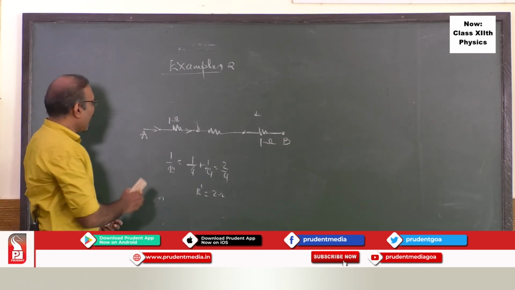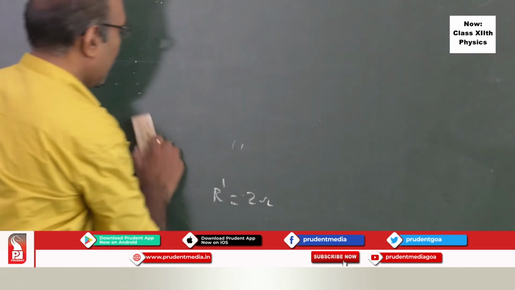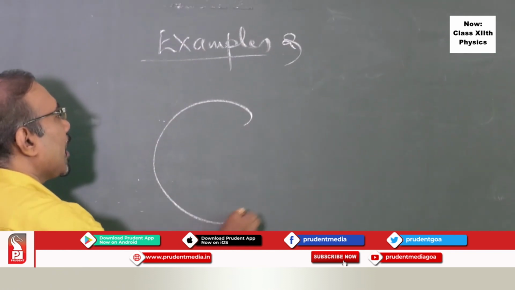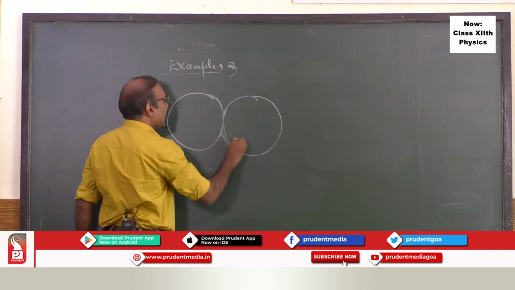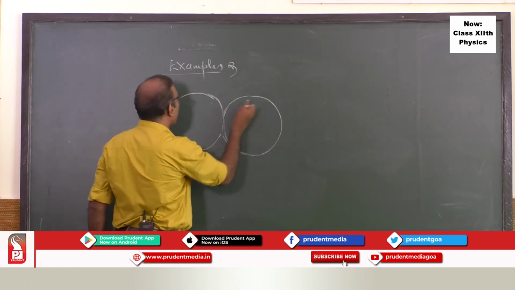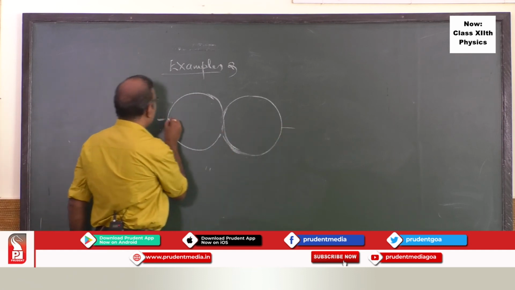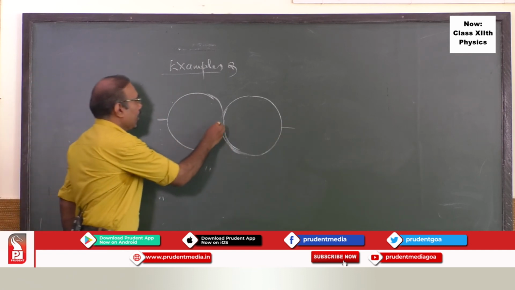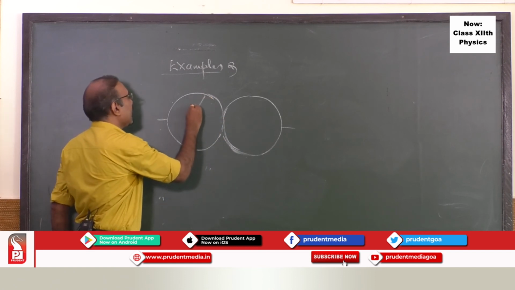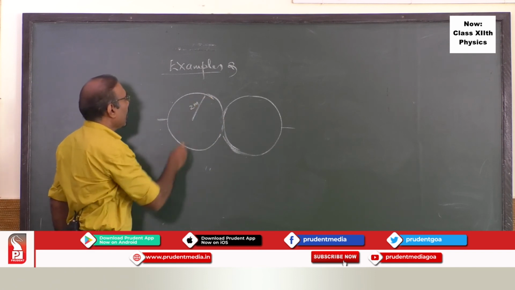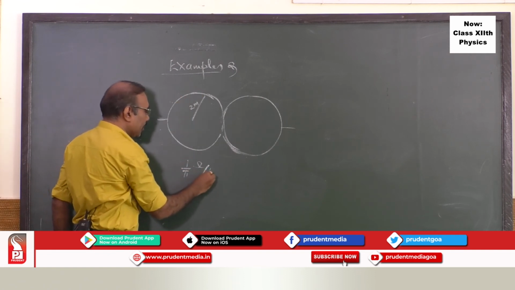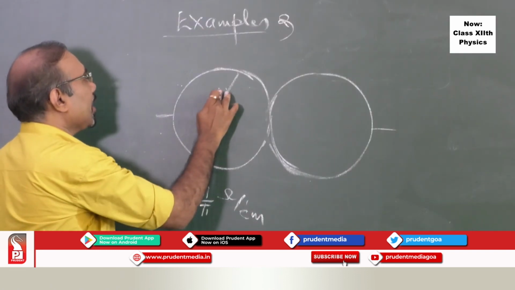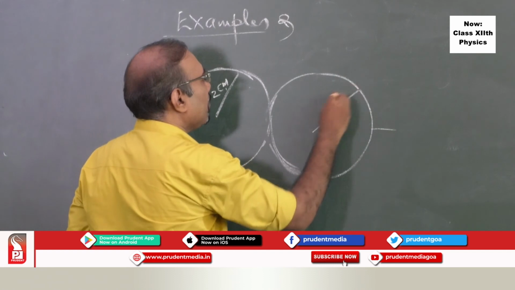Then let me take another example. Suppose you have 2 loops like this, just connected here. These are the two loops which I had shown in the circuit in the PPT. Now, suppose the resistance is given as 1 by pi ohm per centimeter, and the radius is given as 2 centimeters.